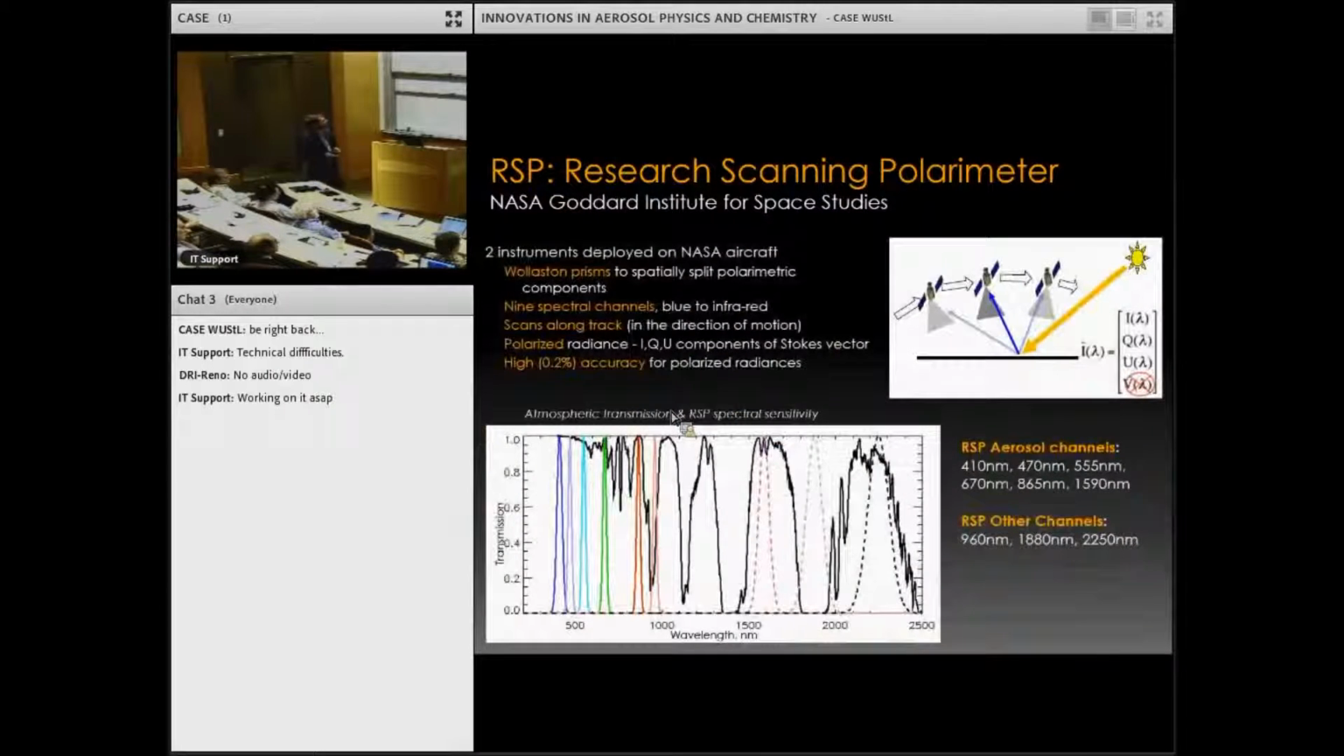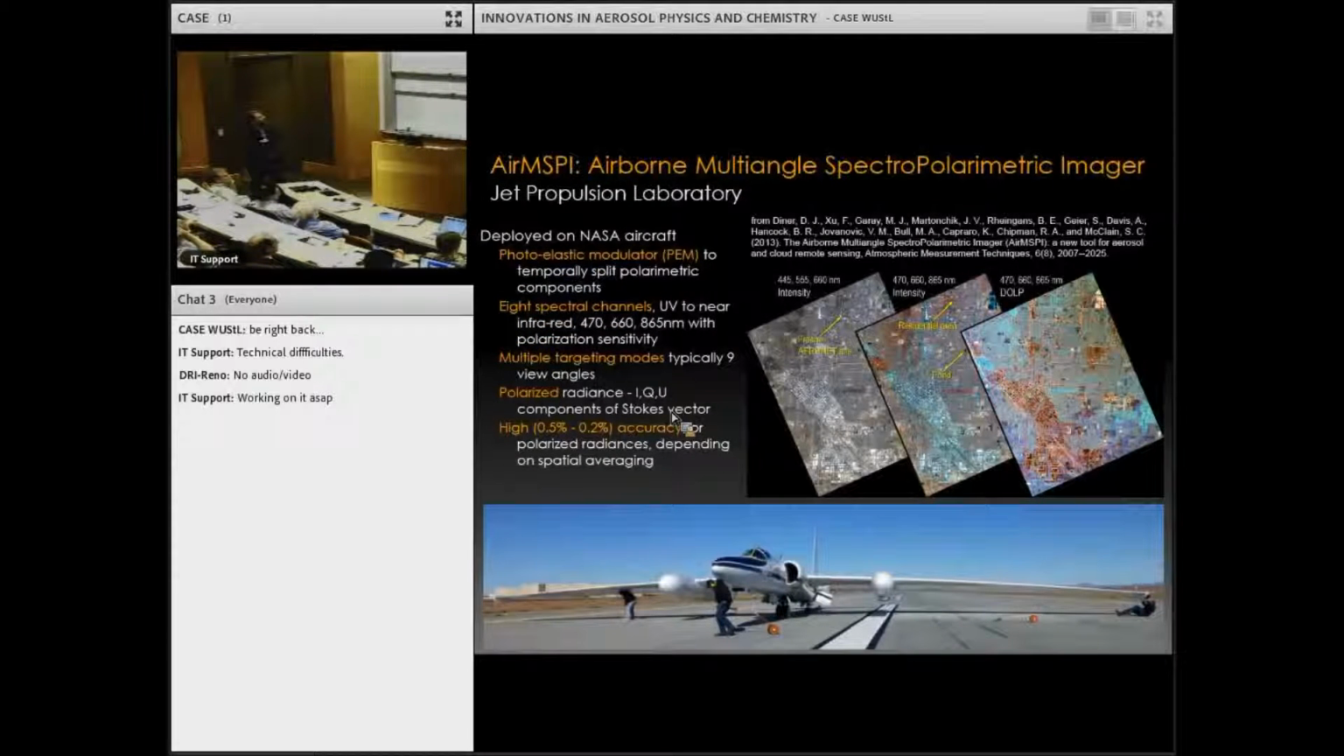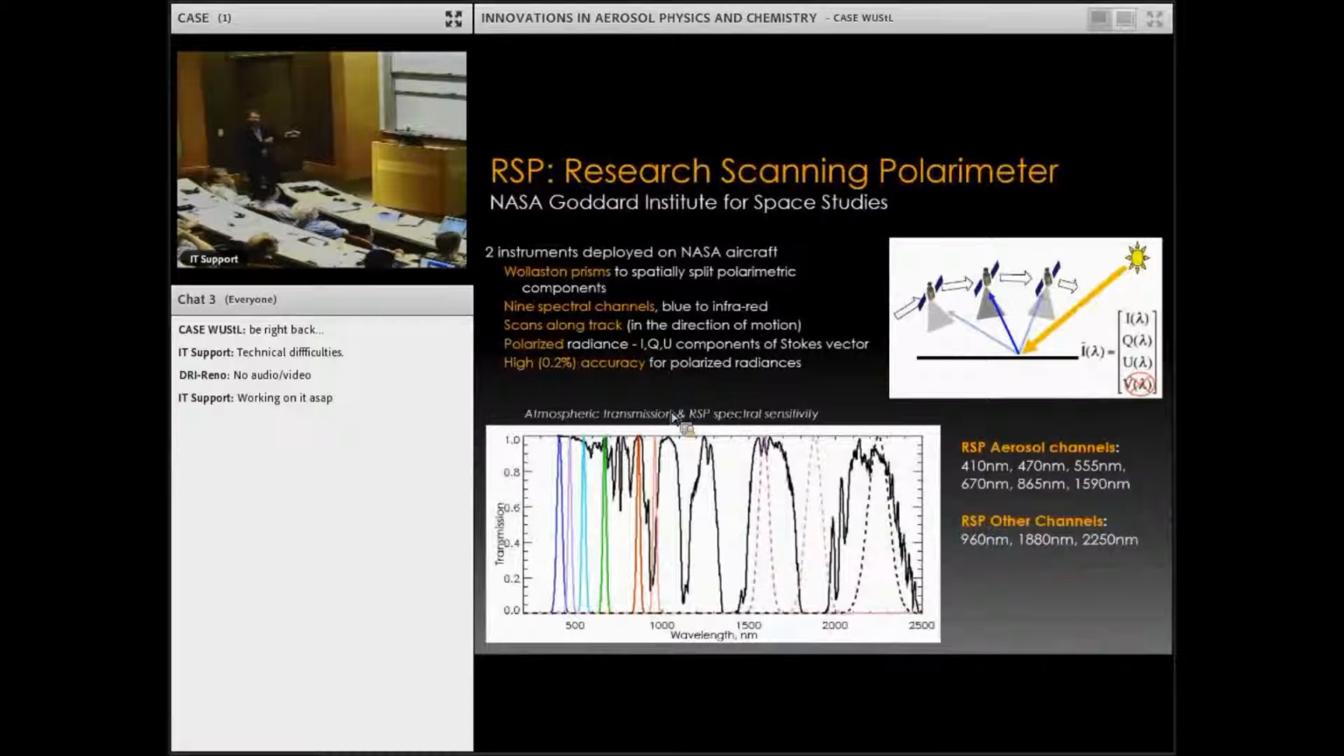So just as a reiteration again of what the RSP is like, it's a single pixel wide scanning instrument, first 3 elements of the Stokes vector, these channels, and a high polarimetric accuracy. This uses Wollaston prisms, like I said before, to split the beam into polarimetric components.